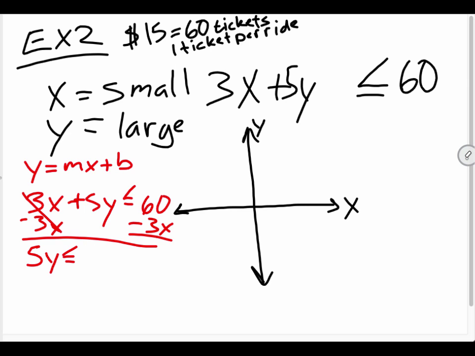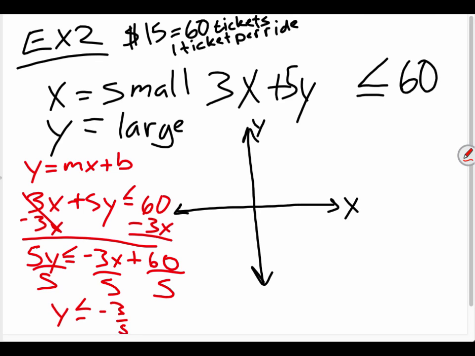Actually, let's write it like this: minus 3x plus 60. Then I'm going to divide everything by 5. So I get y is less than or equal to negative 3/5 x plus 12. To graph this, I'm going to go up 1, 2, 3, 4, 5, 6, 7, 8, 9, 10, 11, 12. And then I'm going to come down 3 and go over 5, about right here.